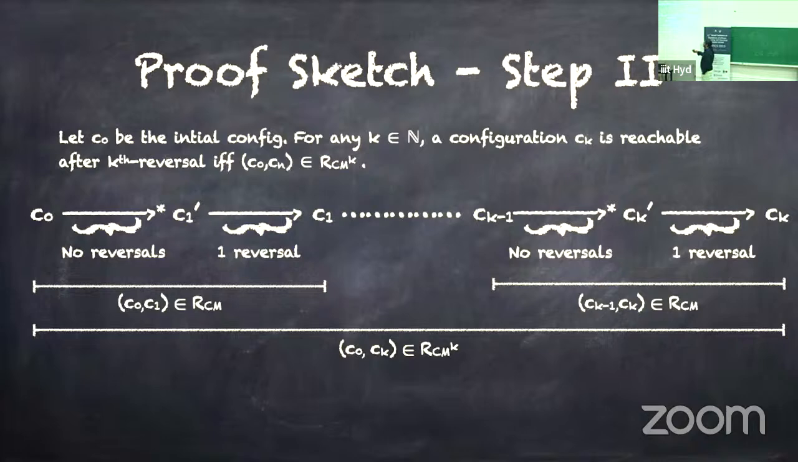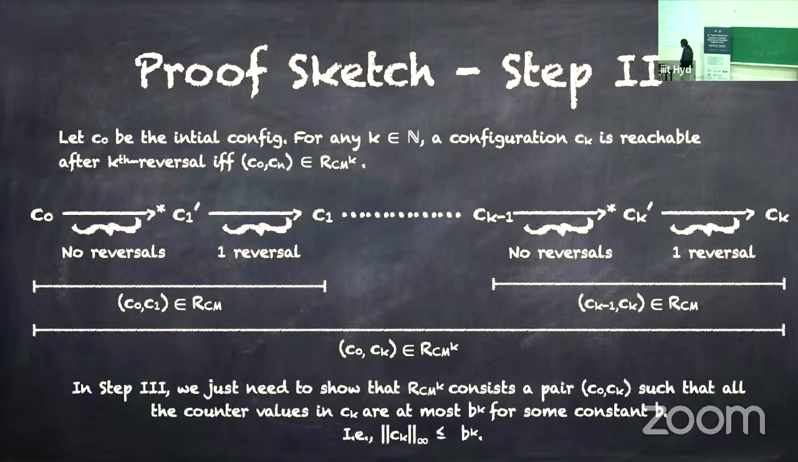Now, let C0 be the initial configuration. Now, for any k belongs to N, a configuration Ck is reachable after the kth reversal if and only if (C0, Ck) is in R_CM^k. So there is a k-fold composition of R_CM, right? This is also clear, right? Because C1 is after the first reversal, C2 is after the second reversal, and so on. Right? So now in step 3, we just need to show that R_CM^k consists of a pair (C0, Ck), right? Such that all the counter values of Ck are at most b^k. That's all you need to show.